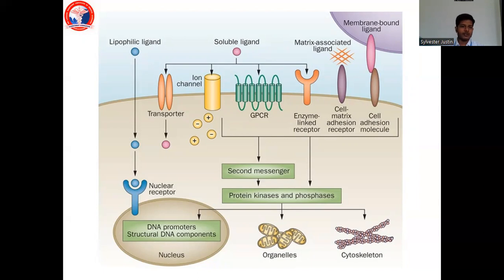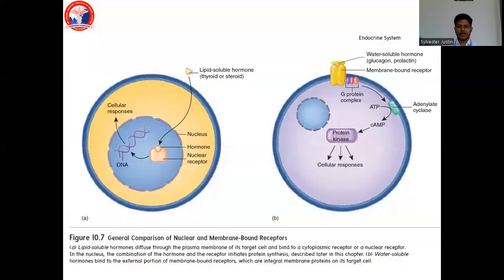But the other type will be the lipophilic ligand, like a steroid hormone, which can enter through the cell membrane into the cell, and there it may act on some cytoplasmic receptor, or it can directly go even up to the nucleus and act on the nuclear receptor, where it will bring direct change in the DNA or in the DNA promoter to cause its effect. So basically, we can have a lipophilic ligand or a lipophobic ligand which acts on a cell membrane based receptor. So again, that's what it shows.